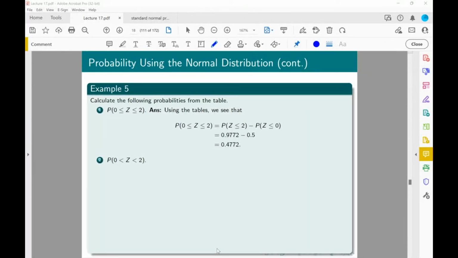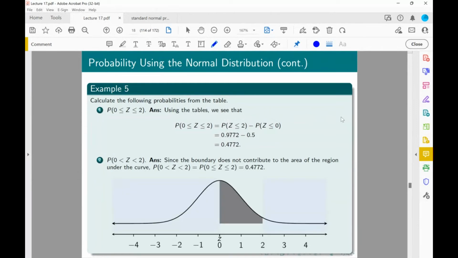0.4772. So does it matter that these are strict inequalities? Yes or no? So this really only accounts for the probability at a point, which I mentioned was 0. So it doesn't really matter if these are strict or not. They don't contribute to the probability, they don't contribute to the area. So it's the same as before. You don't have to worry about whether you include the boundary or not for continuous probabilities, as they both represent this area.